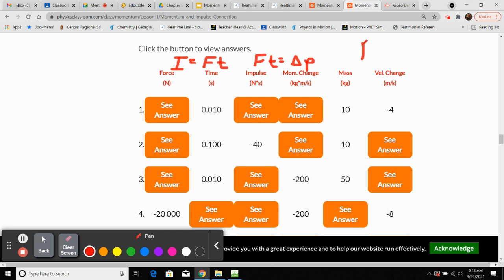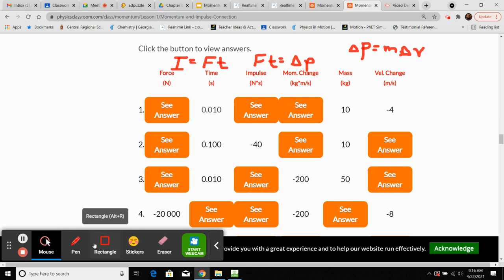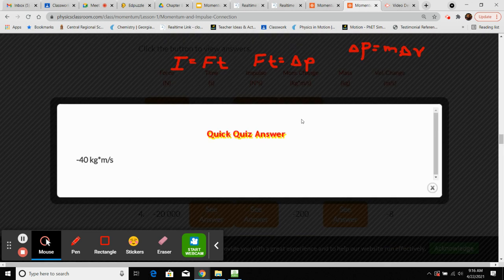And what is the equation for change in momentum? It's the mass of the object times the change in velocity. Okay, so with all that being said, I know two things over here, mass and change in velocity. So I know delta V and mass. So what can I get? Momentum change, delta P. So what's 10 times negative 4? Negative 40.